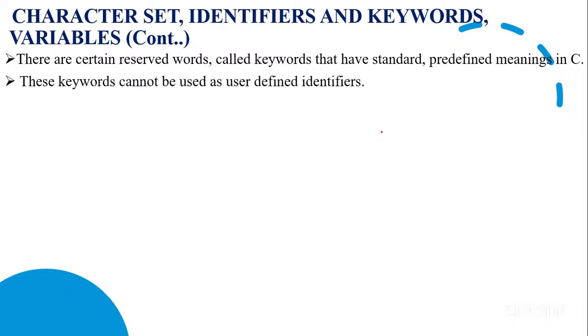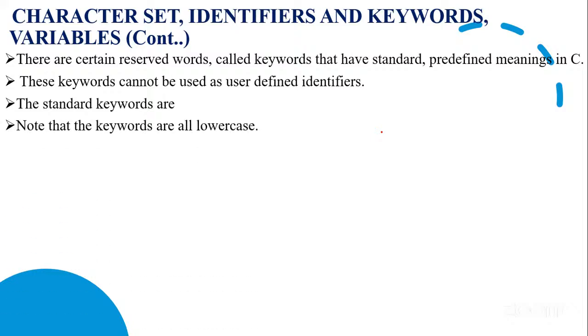So keywords cannot be used as identifier names. We should not use keywords as variable names, constant names, function names, or array names. We have 32 keywords in C, the standard keywords. They are, I'll show.